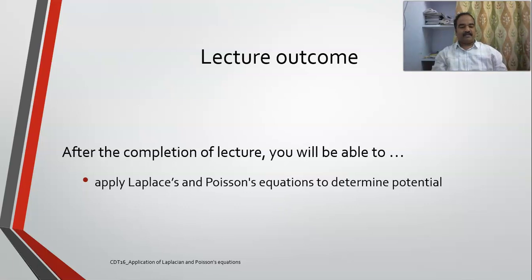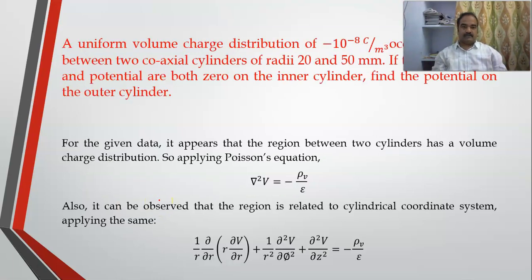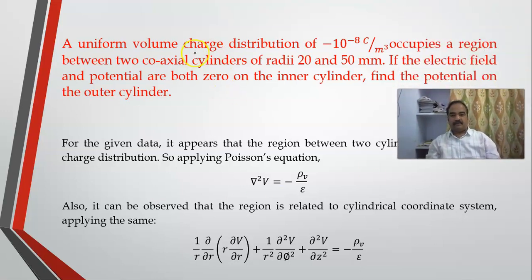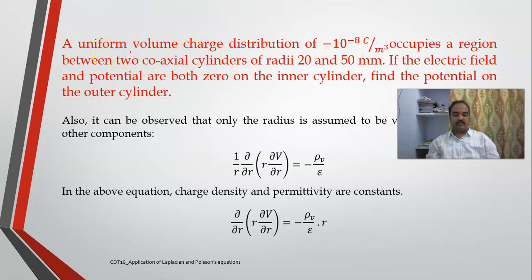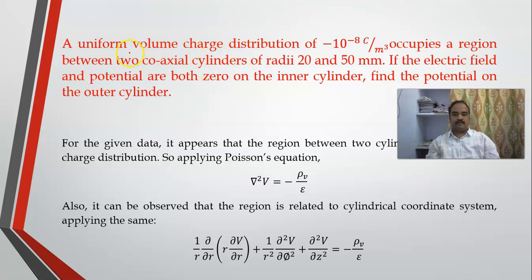I hope that by the completion of this lecture, you will be able to apply Laplace and Poisson's equations to determine potentials. Now, let's come to the problem. We will do a problem today. The question states that a uniform volume charge distribution of minus 10 to the power of minus 8 coulombs per meter cube occupies a region between two coaxial cylinders of radii 20 and 50 mm. If the electric field and potential are both 0 on the inner cylinder, find the potential on the outer cylinder.